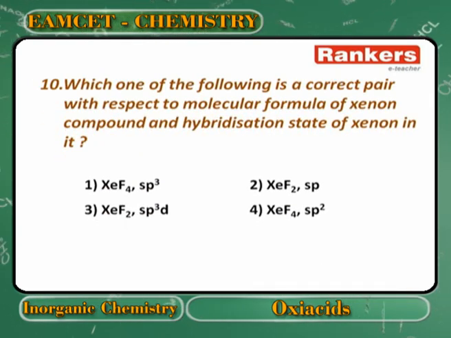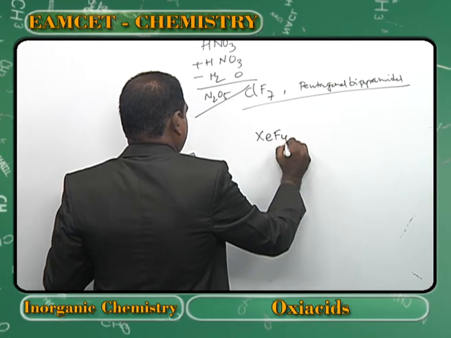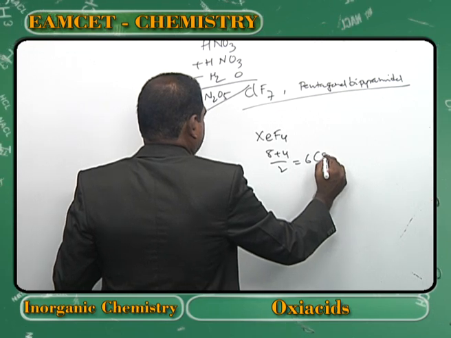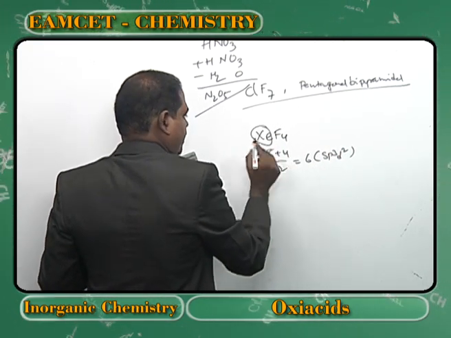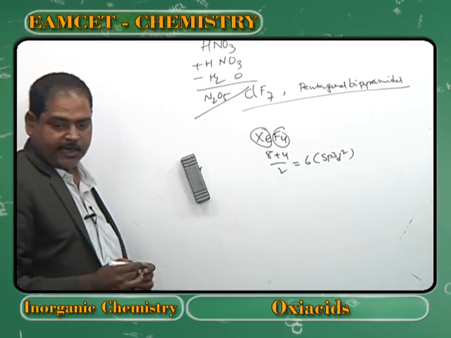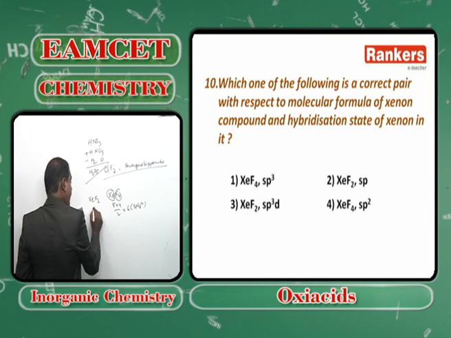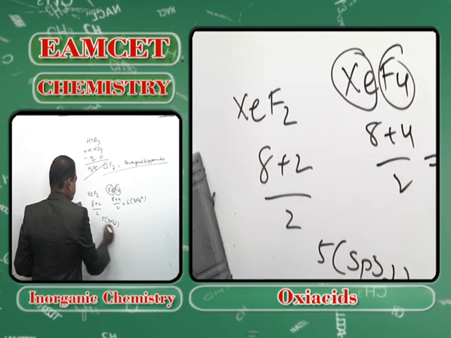Next question. Which one of the following is a correct pair? XeF4 sp3? No. How do we know? XeF4 is once again a revision question. 8 plus 4 by 2, it's going to be 6, sp3d2. What is that we did? Valence electrons of xenon, 4 fluorines. Second set, XeF2 sp? No. XeF2, 8 plus 2 by 2, 5, sp3d.